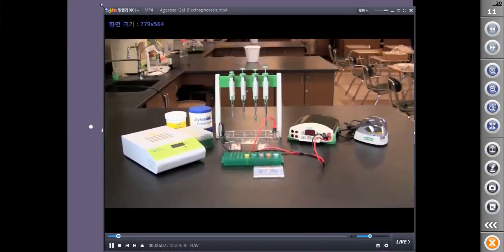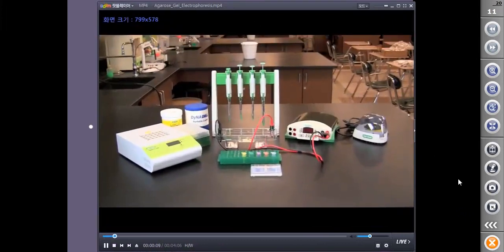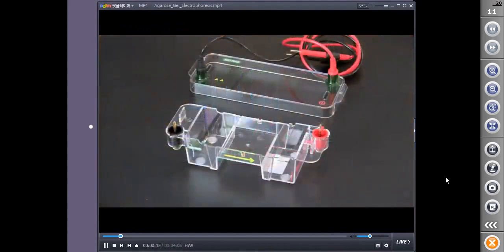This video will take you through the process for loading and running DNA samples on an agarose gel. You will be using a mini subcell to perform agarose gel electrophoresis. The subcell has an electrode wire running across the bottom of each end. This provides for an electric current to pass, which separates the DNA fragments in the samples.